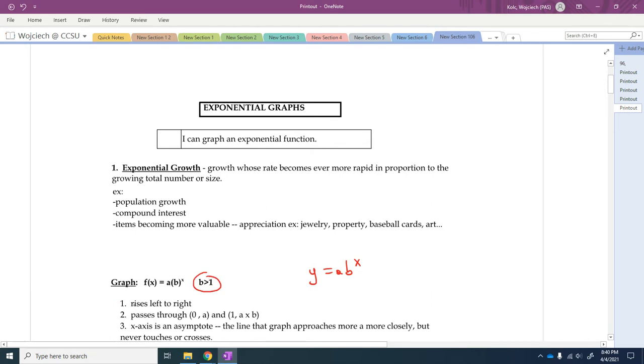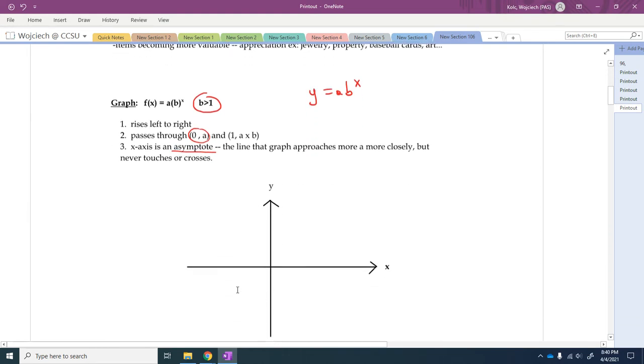And a few properties: it rises from left to right, it passes through (0, a), which is technically a y-intercept, and something very important, the x-axis will be your asymptote. And in a few minutes I will show you this using an example. So the graph of this function will look like this.